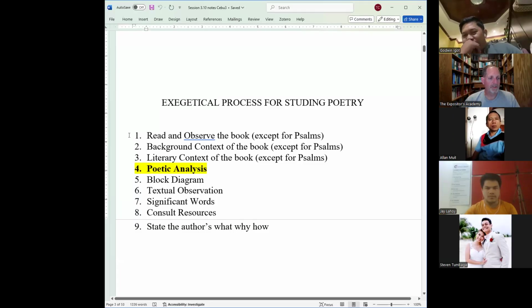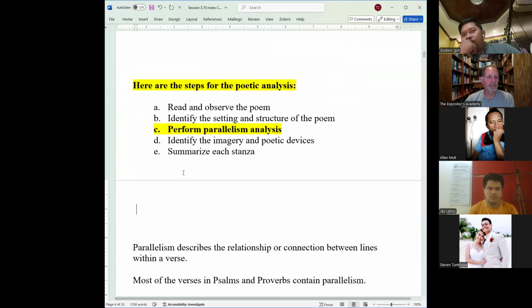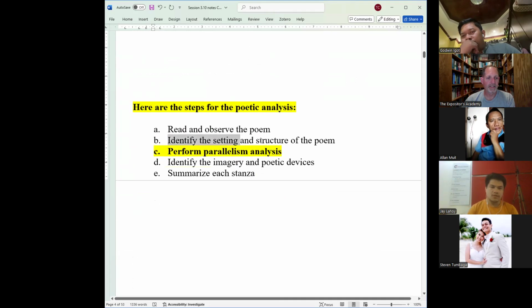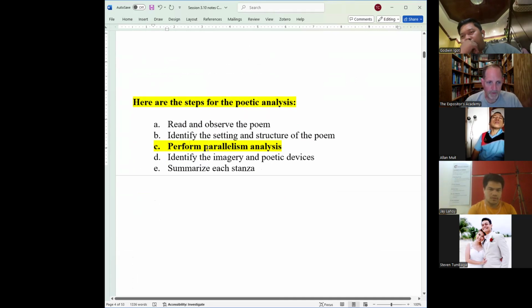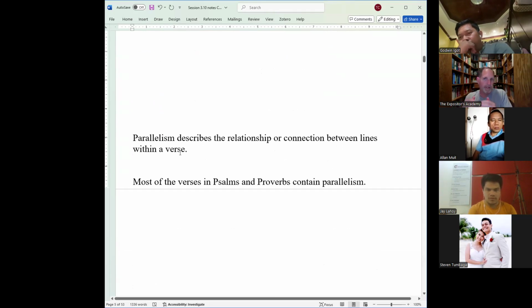But anyway, knowing the purpose of the book, which is what we get from these first three steps, we then proceed to poetic analysis of the specific passage. And if you remember, poetic analysis is these steps where you read and observe the poem, and then identify the setting and structure, then perform parallelism analysis. That is to look for the parallelism within the poem. If you remember, parallelism describes the relationship between the lines within a verse. All right, there's a connection typically, usually, between the lines within a verse.